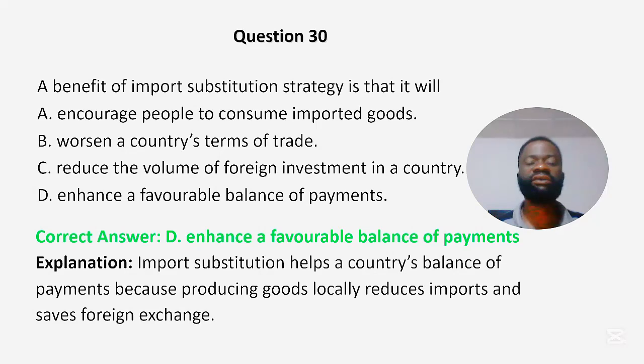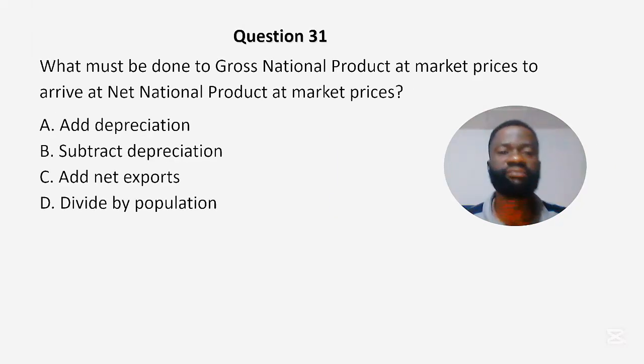Question 31. What must be done to gross national product at market prices to arrive at net national product at market prices? A, add depreciation. B, subtract depreciation. C, add net exports, and D, divide by population.